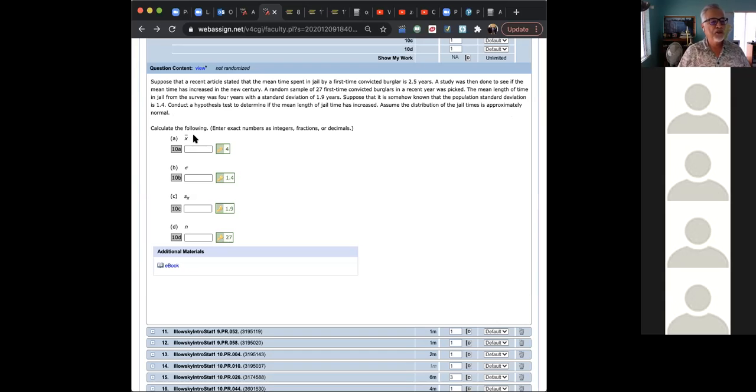Okay, so in this problem, the sample mean here is given to be 4 years. So that's our sample mean, 4. Okay.